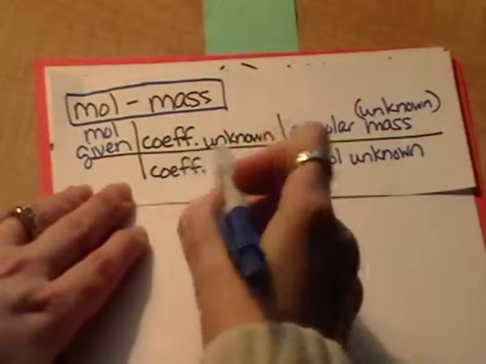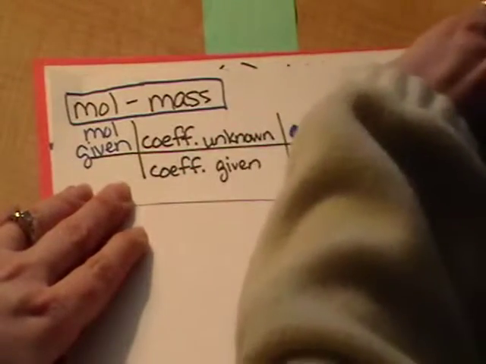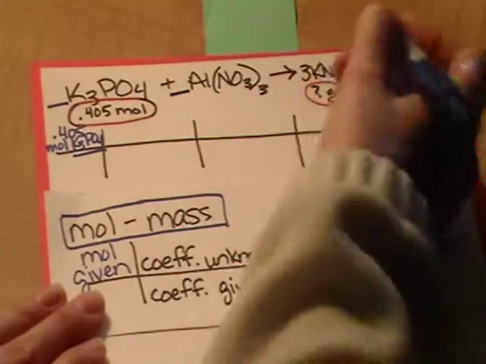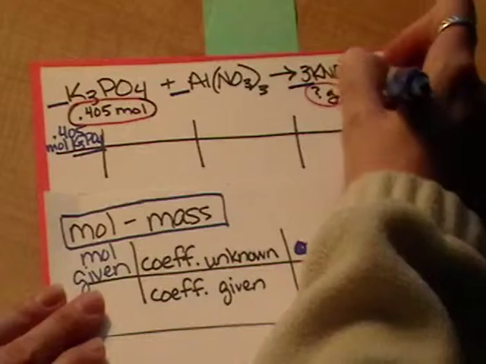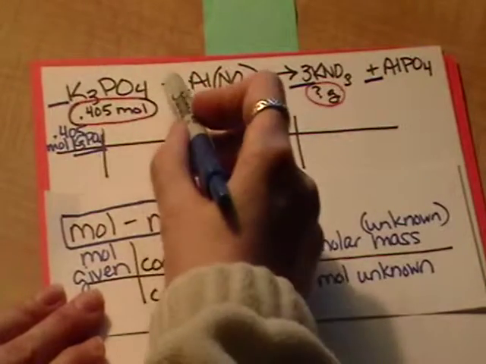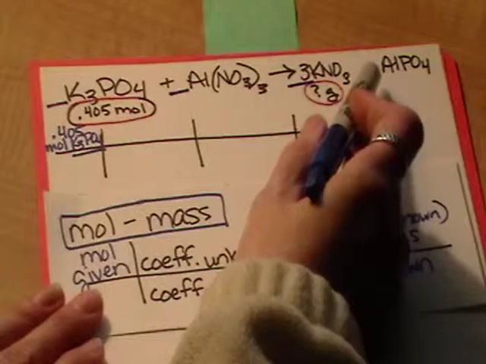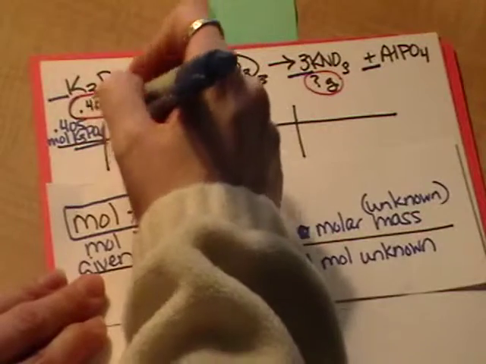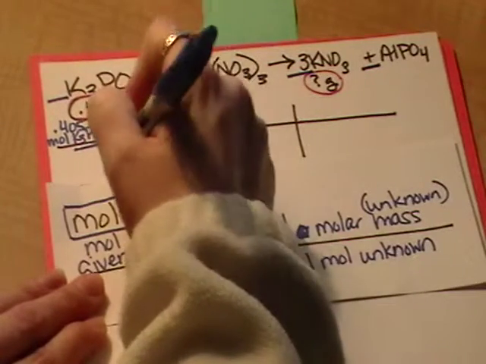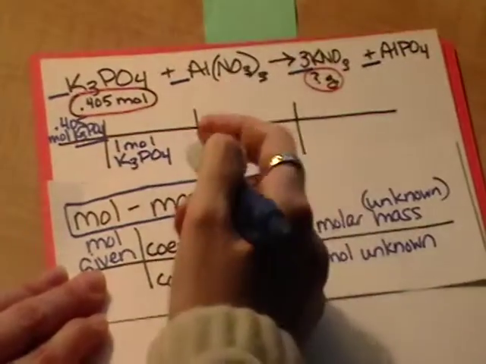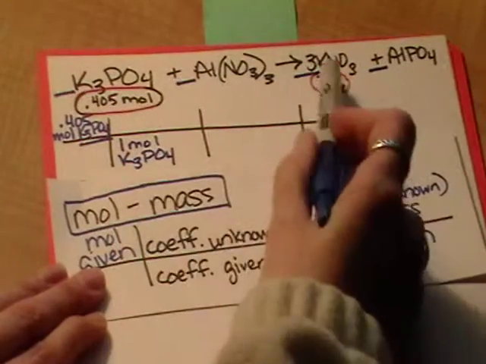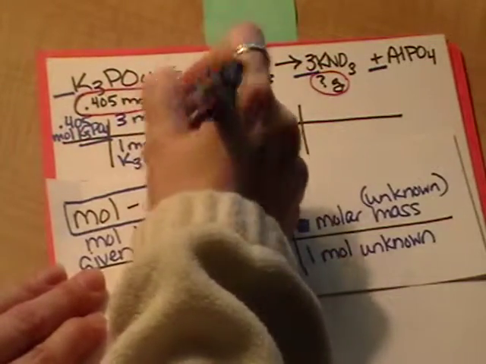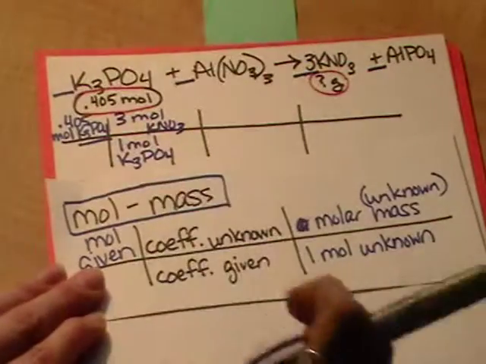Then I'm going to compare the coefficient of the given and the coefficient of the unknown. And of course you remember that coefficients are the numbers that are in front of the formula. So in this case, we have a 1, a 1, a 3, and a 1. The coefficient of the given here is that I have 1 mole of K3PO4. And up here for the unknown, I have 3 moles of KNO3. Okay, straight from the equation.